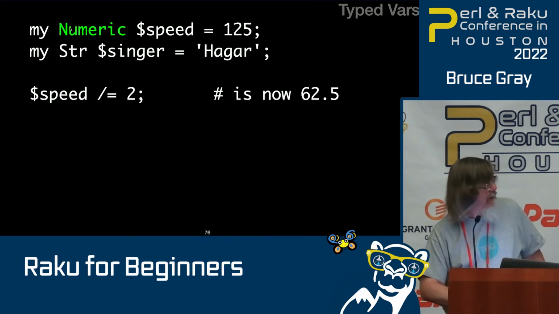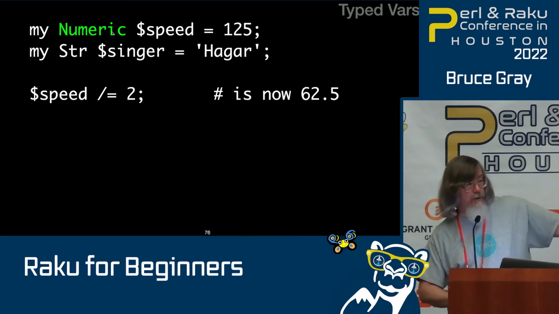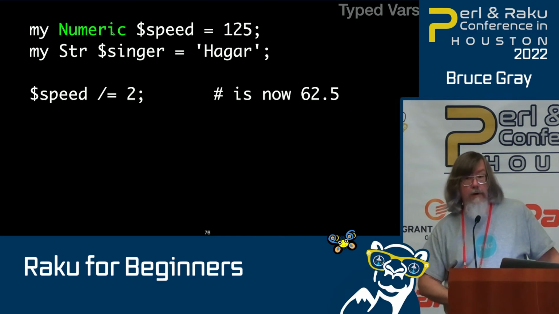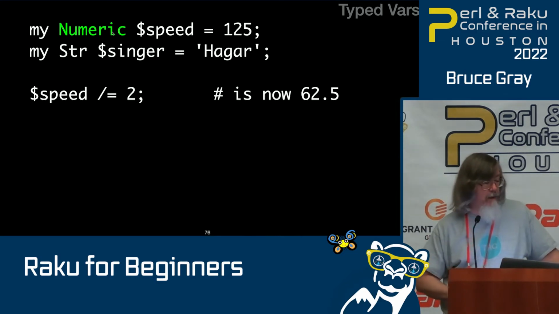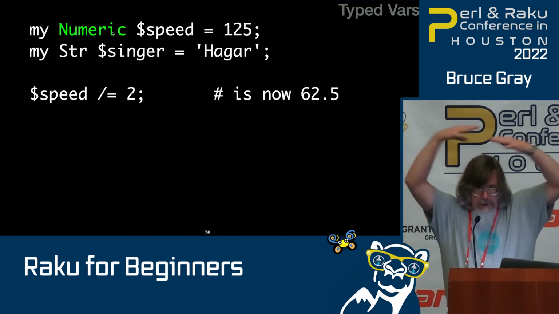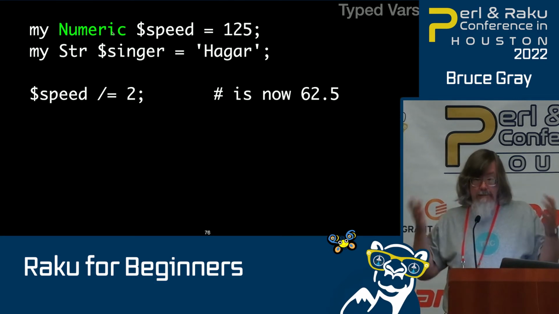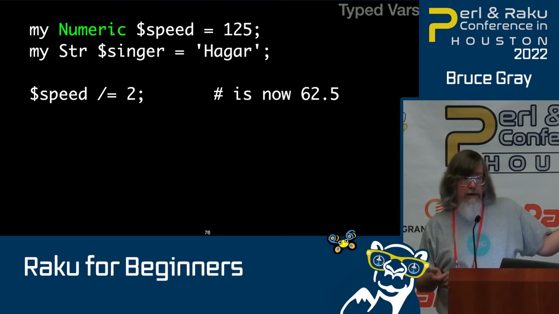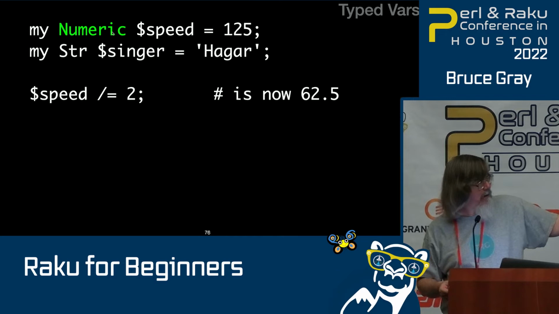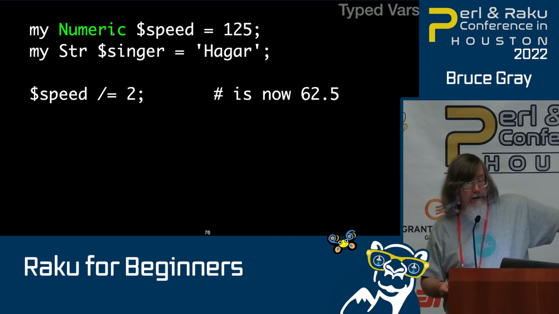I can say numeric, not num, but numeric there. Numeric's a role. We won't get into roles just yet, but just think of it as an overarching type, with rat and int and all those as being subtypes or subclasses of numeric. If I declare it's numeric, then it's fine for it to hold an int, and it's fine for it to hold a rat later. This code will not blow up.